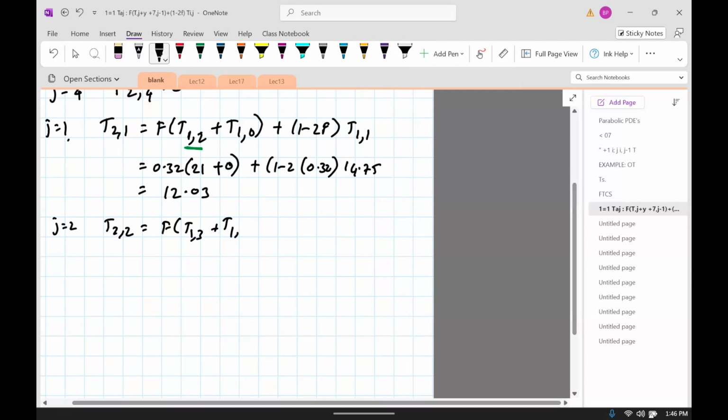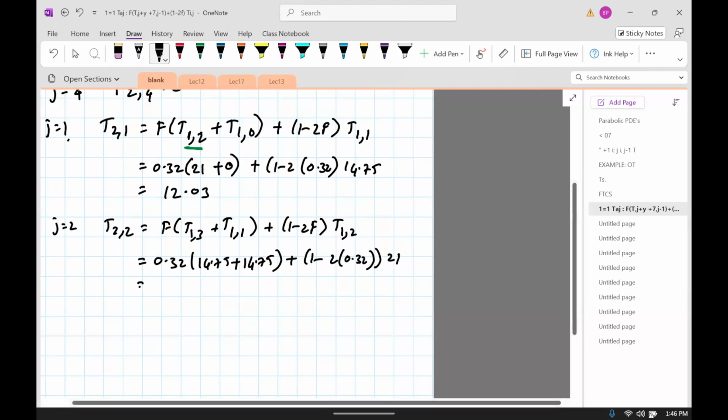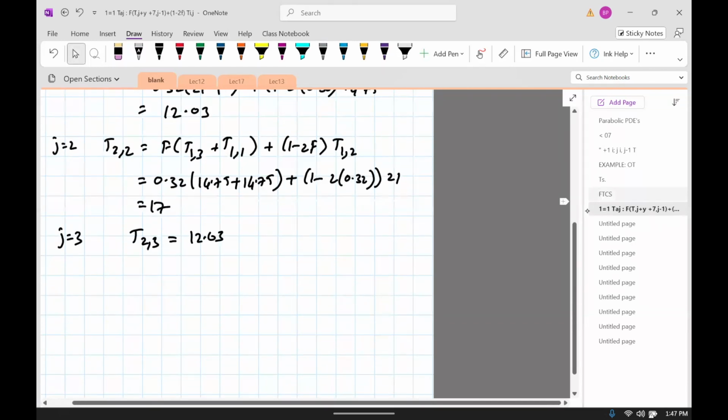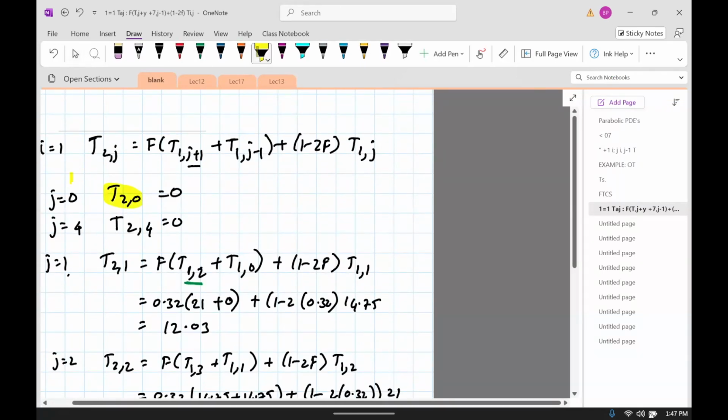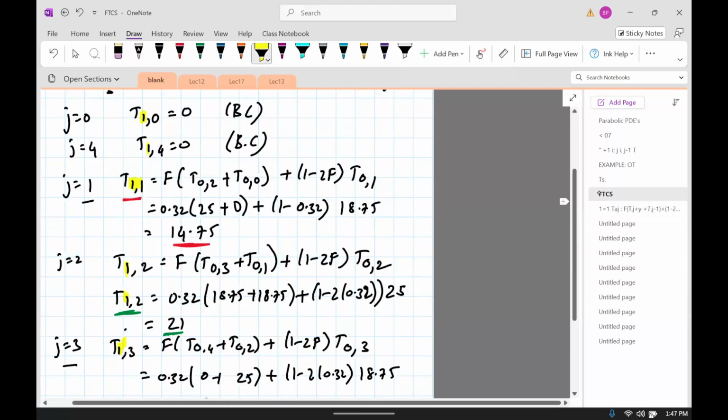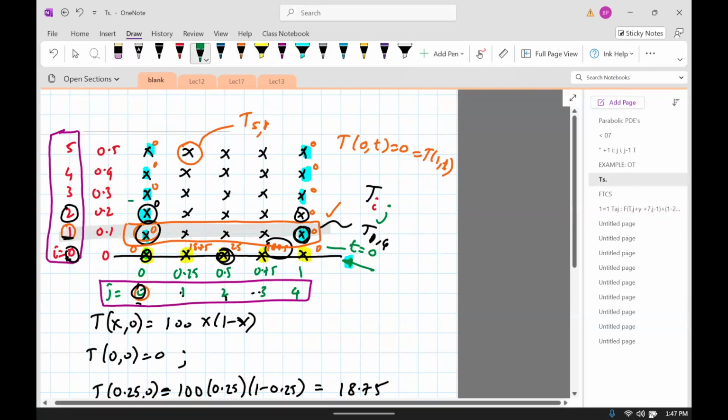Then j equals 2. Yeah, I'm running short of time, so I'll just give you the value. Then you can check my calculation. This is 0.32, 14.75, 17. It turns out for j equals 3, the same as j equals 1, it should come out to be the same. So this whole process gives me the solution for 2 comma j. So I'll basically get everything over here. And then I have to do it for 3 and 4 and so on.